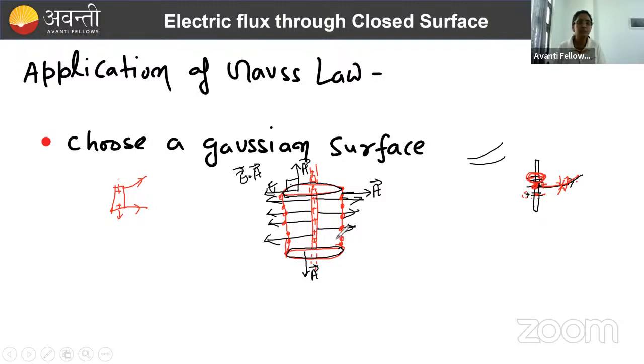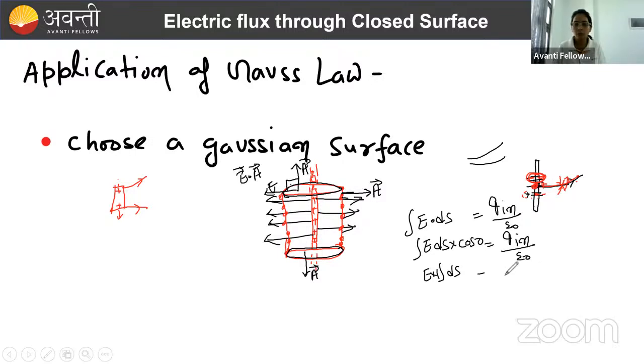And for the curved surface, we can calculate flux very easily by applying the formula E dot ds. So you just see here, E is constant, ds into cos 0. Done. So E is constant, take it outside. Cos 0 is 1, ds. And this is equal to what? According to Gauss's law, Q enclosed by epsilon naught. Q enclosed by epsilon naught. Done.